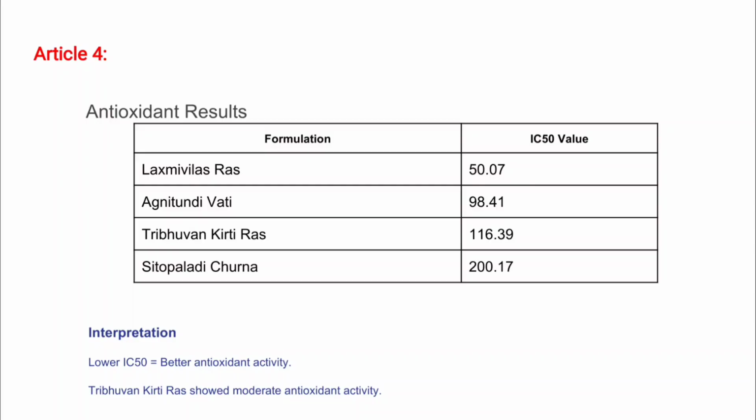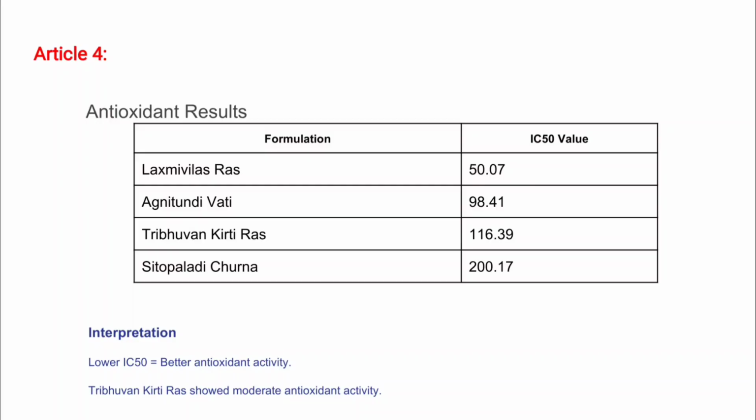Importance here, many Ayurvedic formulations are traditionally used in fever, respiratory diseases, inflammation and weakness. The antioxidant activity may help explain Rasa effect, tissue protection and disease prevention. So the authors concluded that all tested Ayurvedic formulations showed antioxidant properties. Further studies should identify exact antioxidant compounds and mechanism of action.